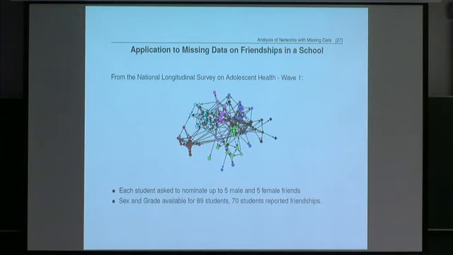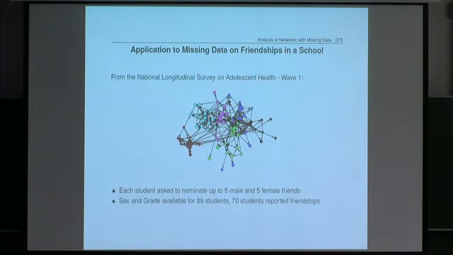So the public version of the data will delete all of the nodes that did not report friendships, which also deletes all of the in-ties that they receive from students who did nominate friendships. So the sort of public version of AdHealth already has a lot of these assumptions built into it. The private version, which is what we used for this analysis, gives the full information.